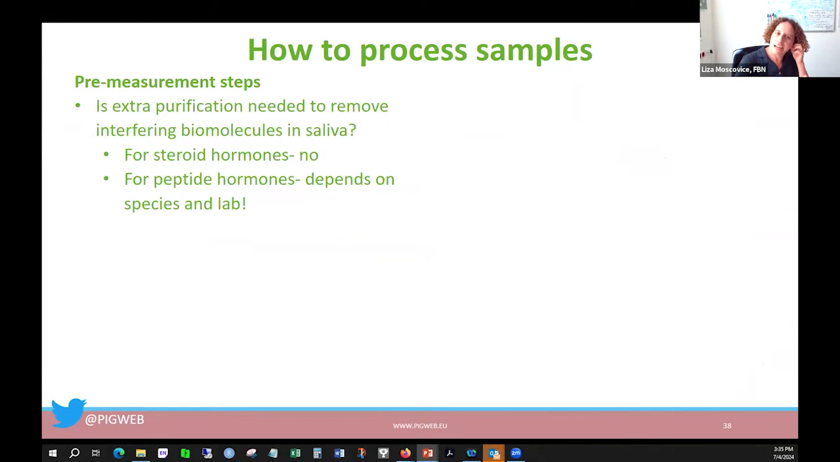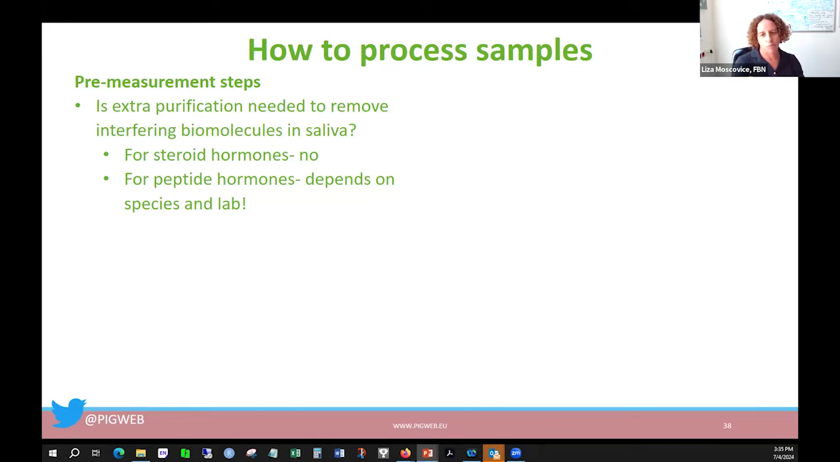Okay, so now to the more, I would say, controversial parts of the oxytocin measurement. There's really a lot of disagreement and ongoing questioning about whether an extra purification is needed before you actually measure the hormones in saliva. And the idea is that this extra purification could maybe remove a lot of interfering biomolecules, other proteins, other things that might interfere with your measurement.